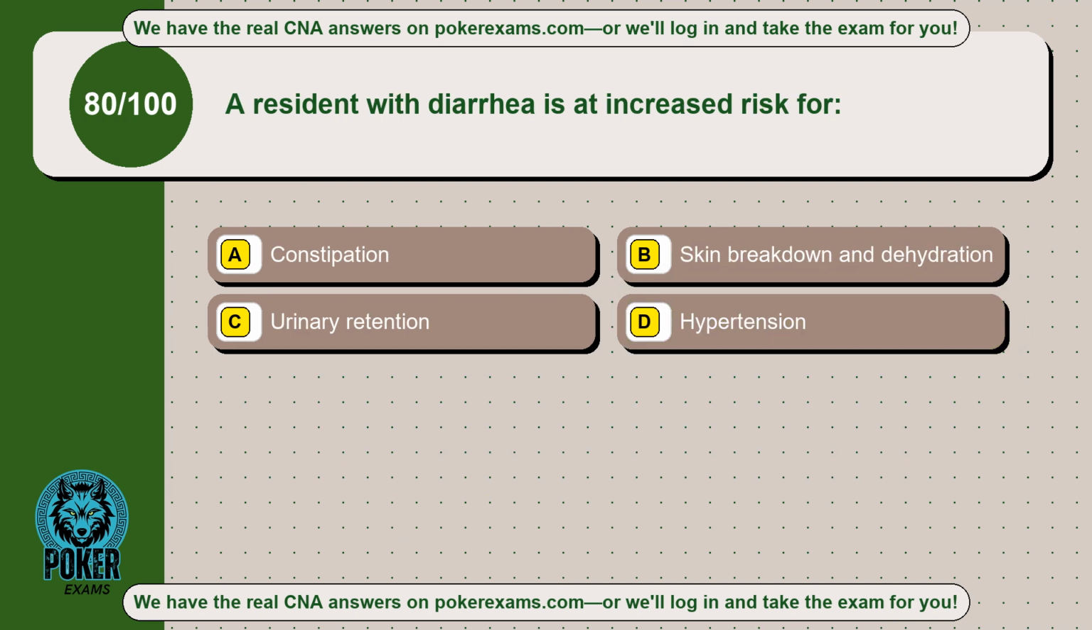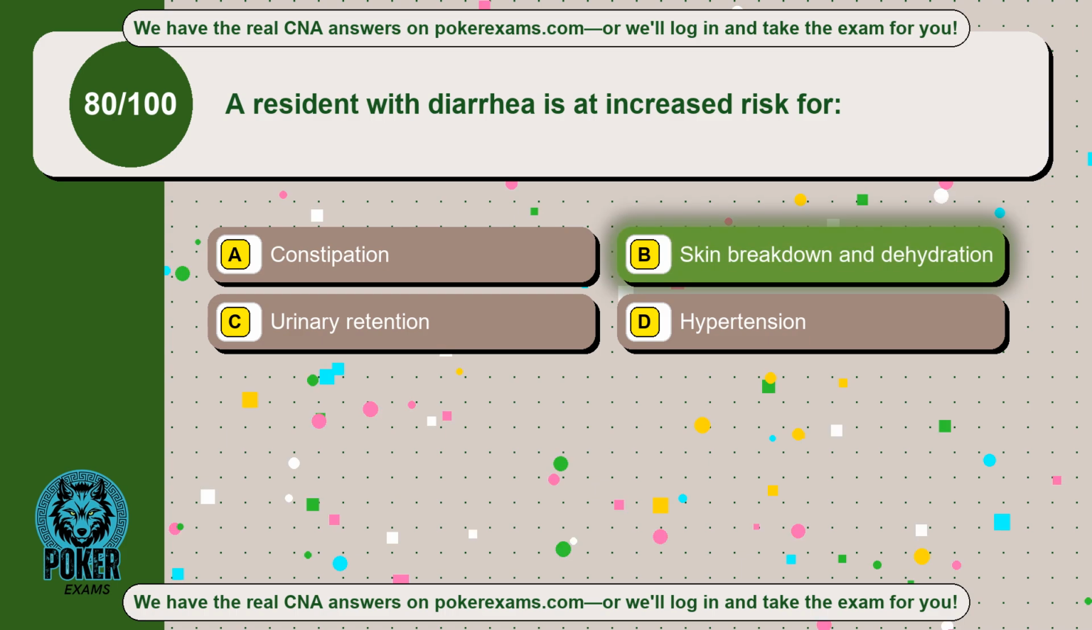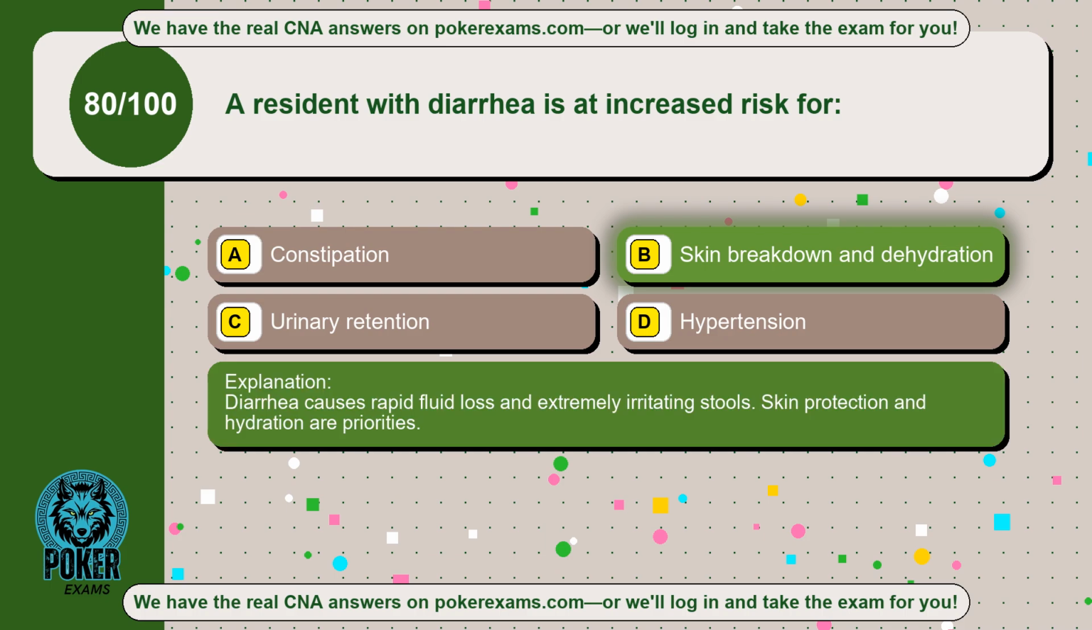Question 80. A resident with diarrhea is at increased risk for option A, constipation, option B, skin breakdown and dehydration, option C, urinary retention, option D, hypertension. The correct answer is option B, skin breakdown and dehydration. Diarrhea causes rapid fluid loss and extremely irritating stools. Skin protection and hydration are priorities.